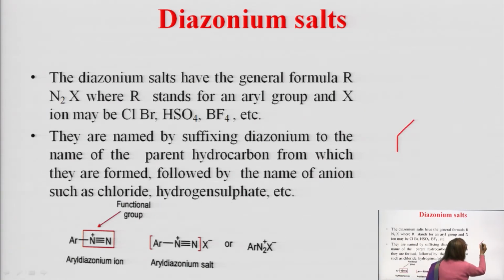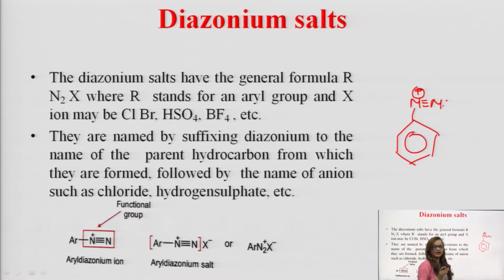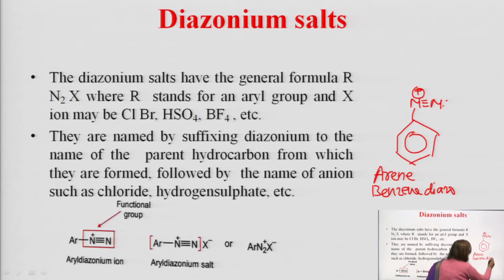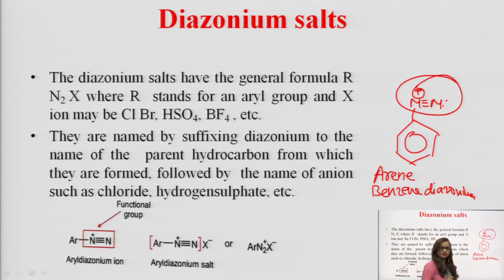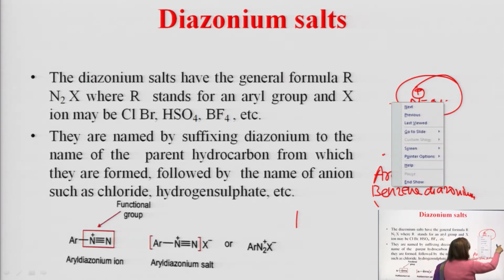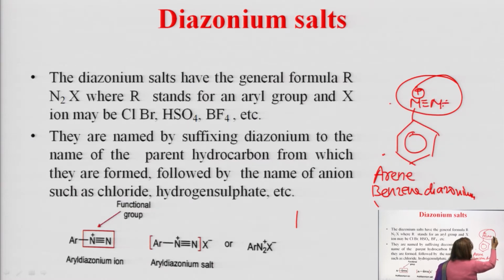Suppose this diazonium group is attached to any aromatic ring, see this. If this is attached to any aromatic ring, then what is the name of it? Arene, or you can say benzene diazonium. Got it or not? I have told you what diazonium is. This group is diazonium in which nitrogen has a positive charge. If it is attached to any aromatic ring, for example, here I have attached it to benzene, then the name becomes benzene diazonium.